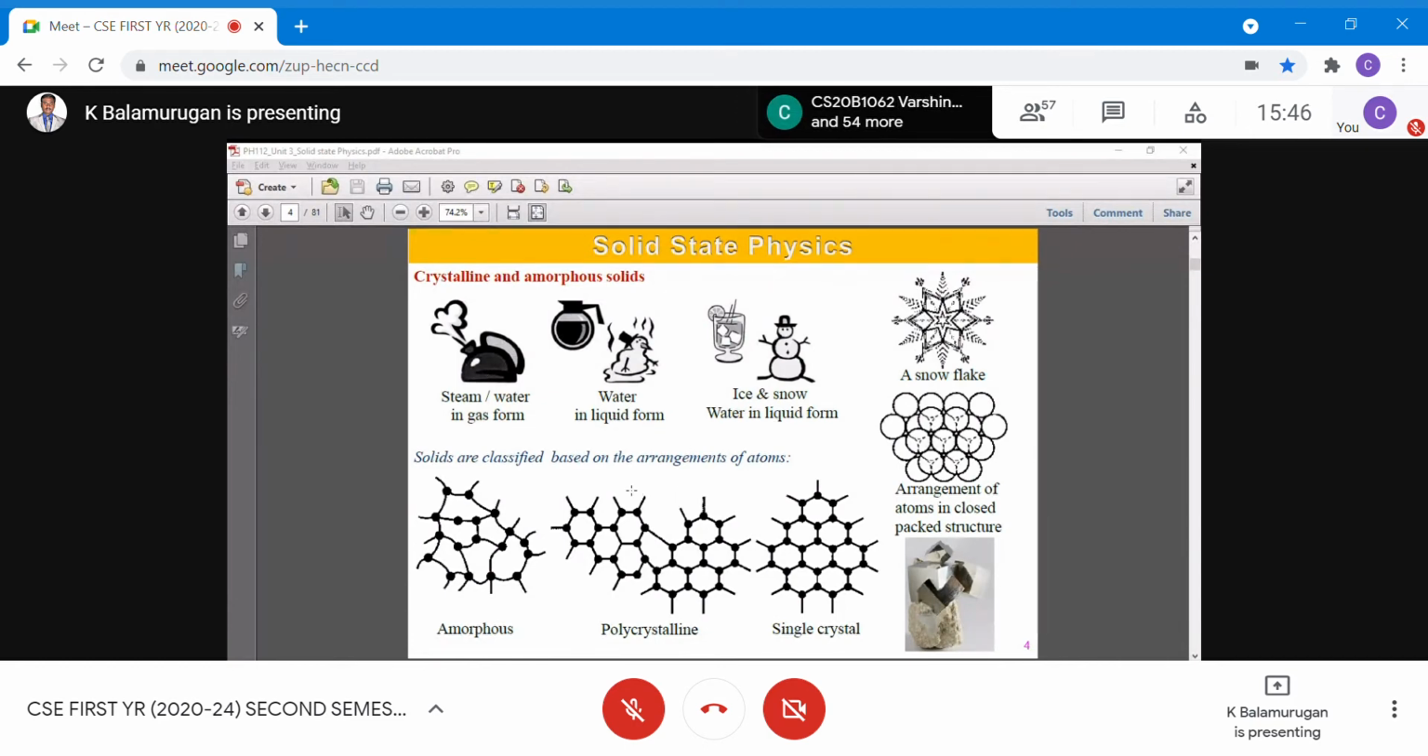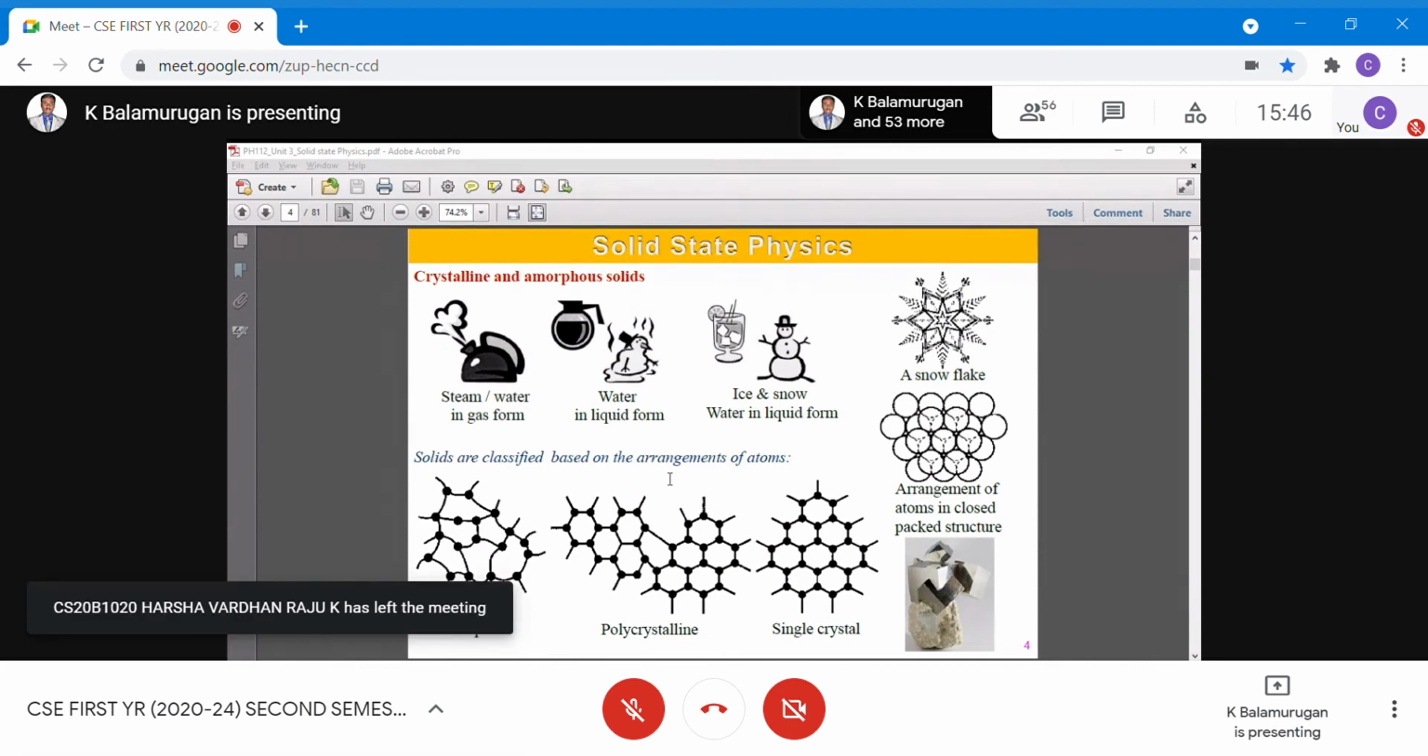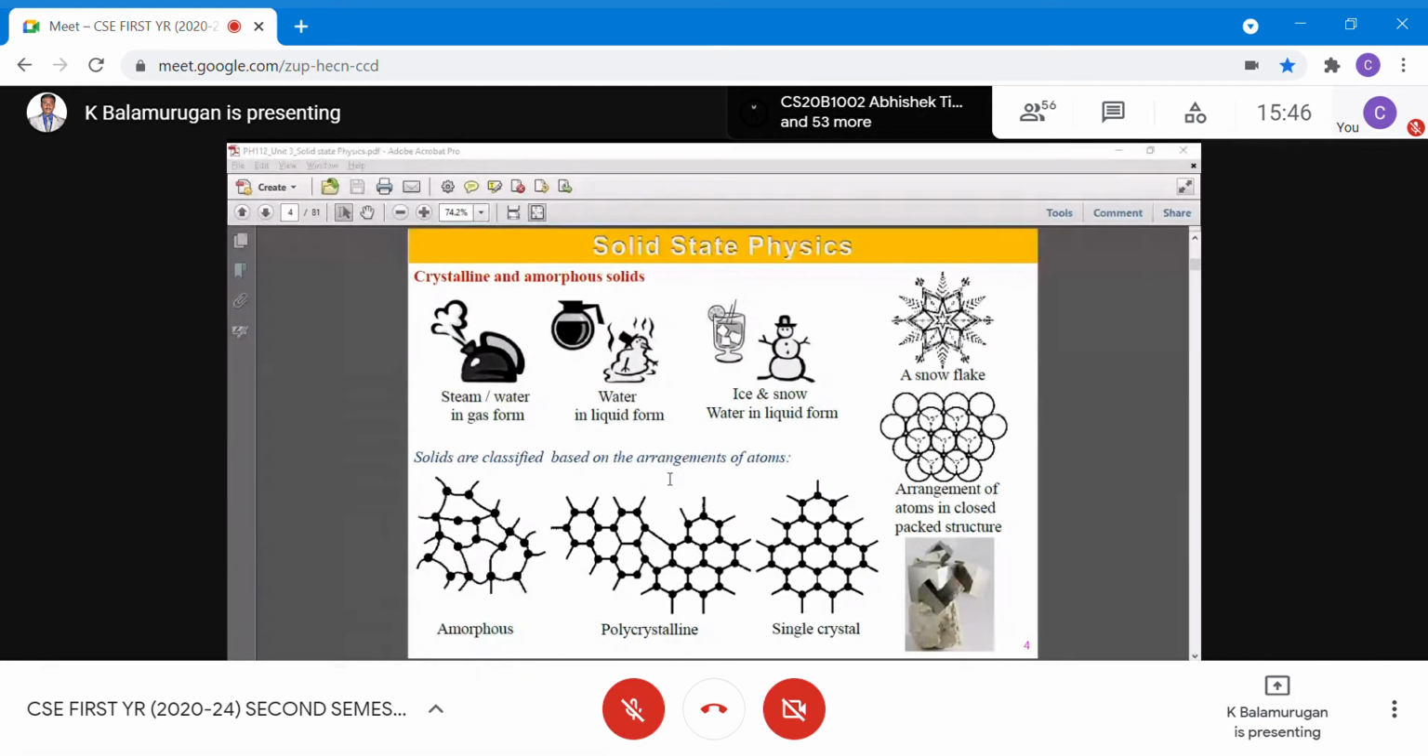What you see next is that solids are classified based on the arrangements of atoms. We saw that matter is classified based on certain parameters like its density and the average distance between two molecules or atoms in the system. We classify them as solid, liquid, and gas. In solids, the average distance between any two molecules or atoms is very small. But when you go to liquid, it is slightly larger. When you go to gas, it is still larger.